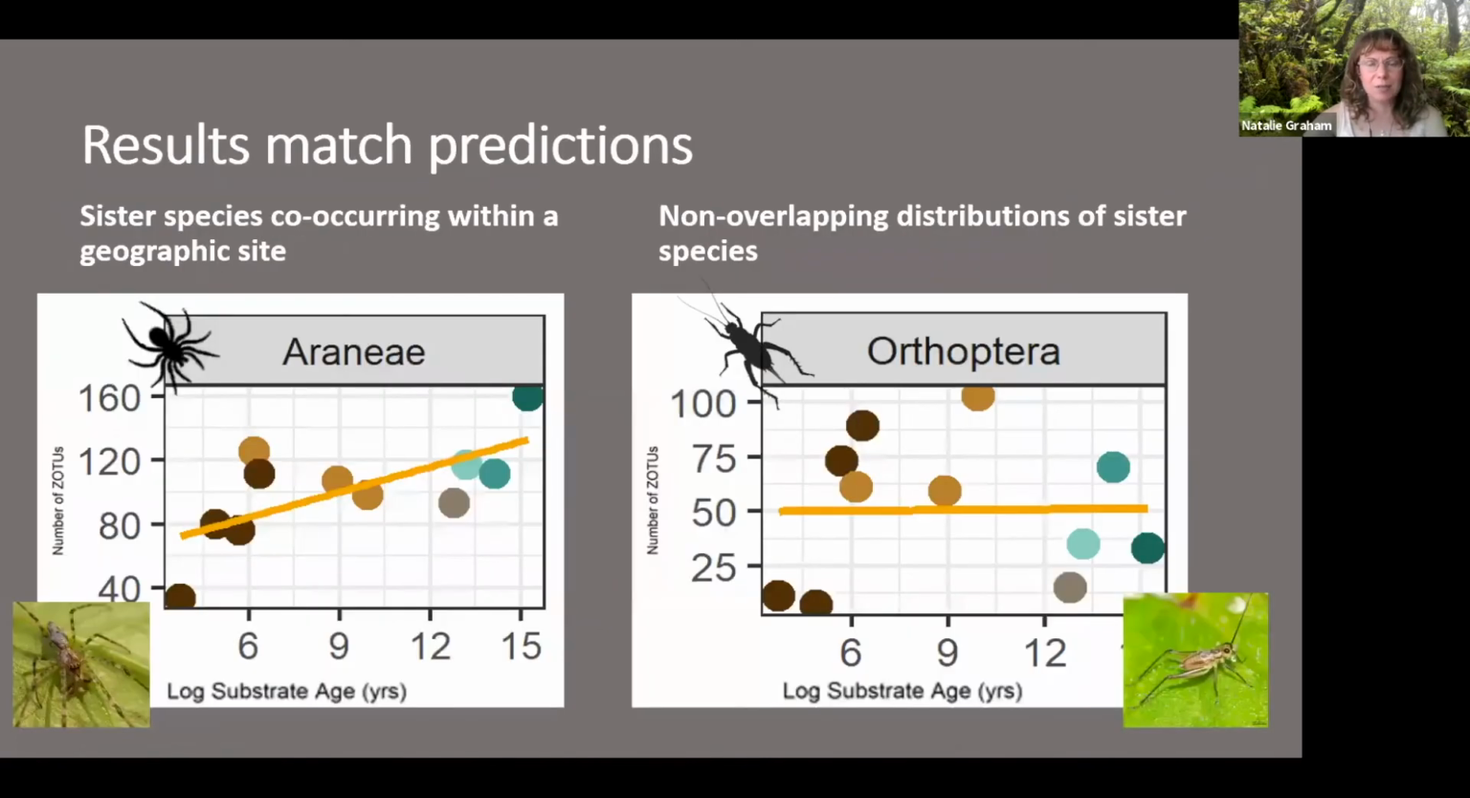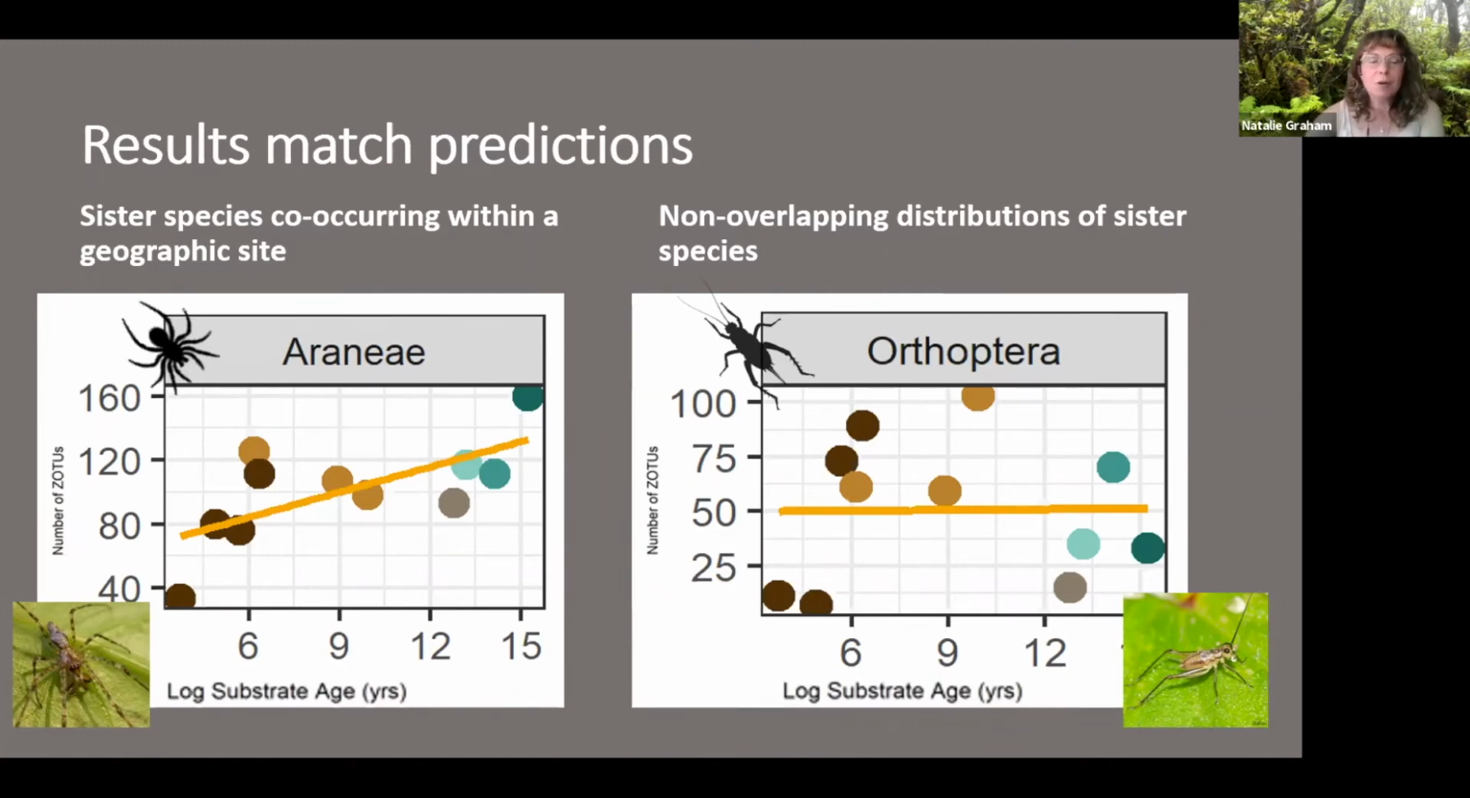So let's look at some results now. Here we have our example of richness accumulation, either with sister species co-occurring or with non-overlapping distributions. Pulling out the spider example, just to orient you a little bit about what these graphs represent, these are regressions of the number of ZOTUs, or the richness in the community, by log substrate age, or the age of the community.